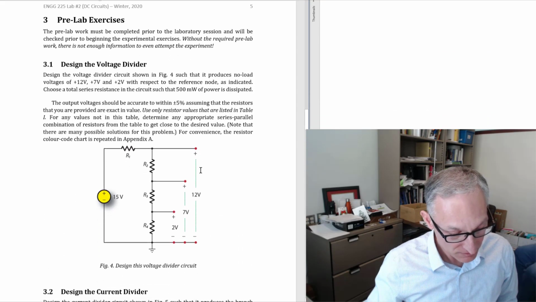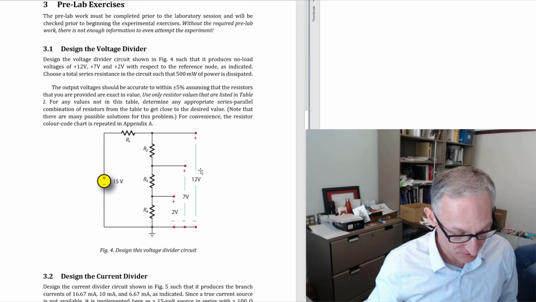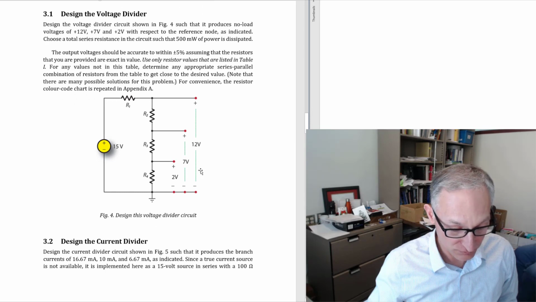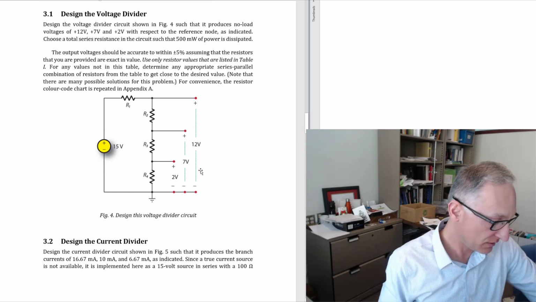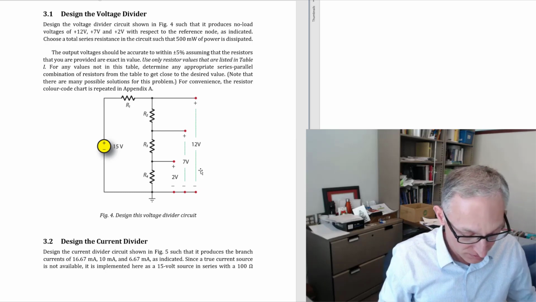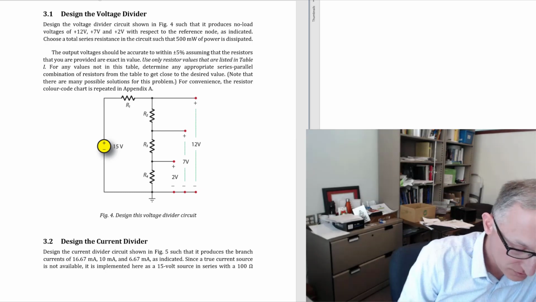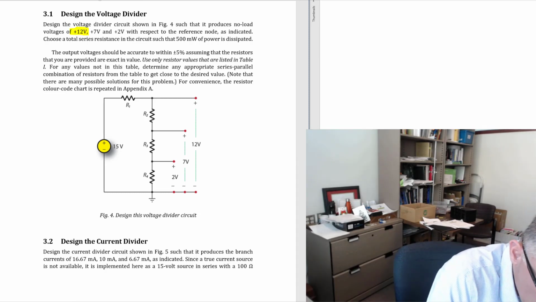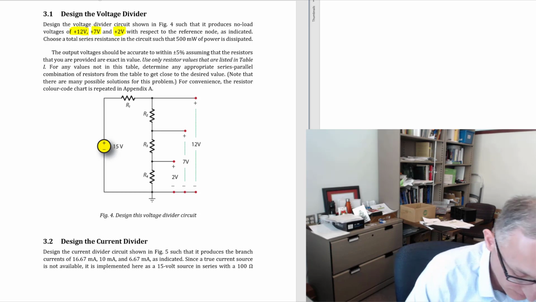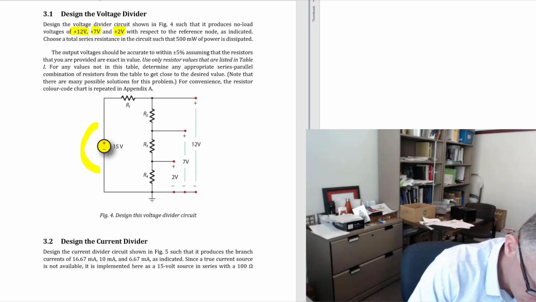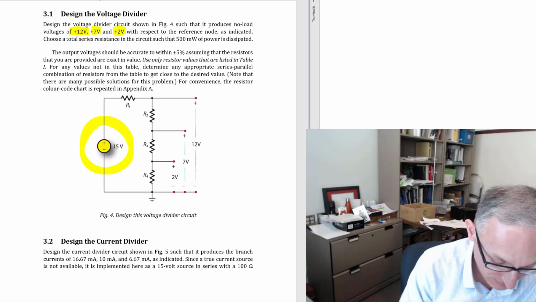So there are pre-lab exercises. What you're going to do is design the voltage divider. So what are the important things about this one? This voltage divider, you're required to produce the voltages of 12 volts, 7 volts, and 2 volts, and that is from a source voltage of 15 volts.